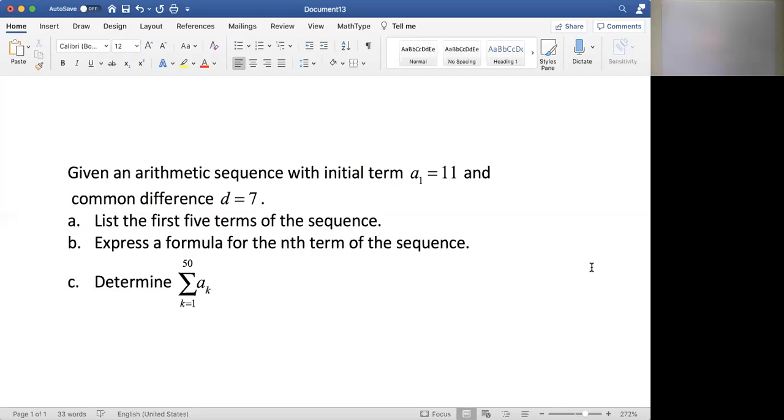This question says, given an arithmetic sequence with initial term 11, so A1 is 11, and a common difference of 7. We want to list the first 5 terms of that sequence. So each one goes up by 7. So what do we get?